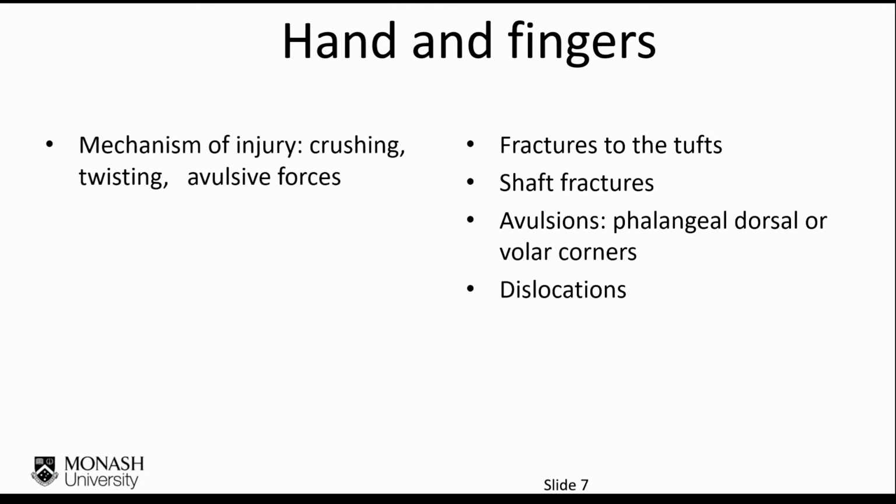Crushing, twisting and avulsive forces are quite common mechanisms of injury associated with the hand and fingers. Common fractures are fractures to the tufts, the shafts of the bones, and then also avulsion fractures. And these avulsion fractures could be either dorsal or volar, and then dislocations or subluxations.